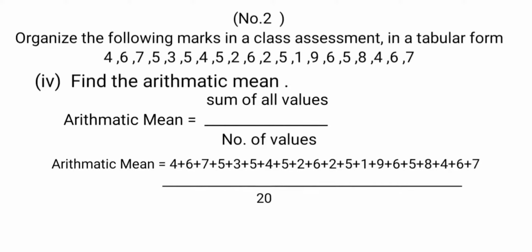So the sum of all these values is equal to 100 divided by 20. 100 divided by 20 is equal to 5. So the arithmetic mean of this data is 5.